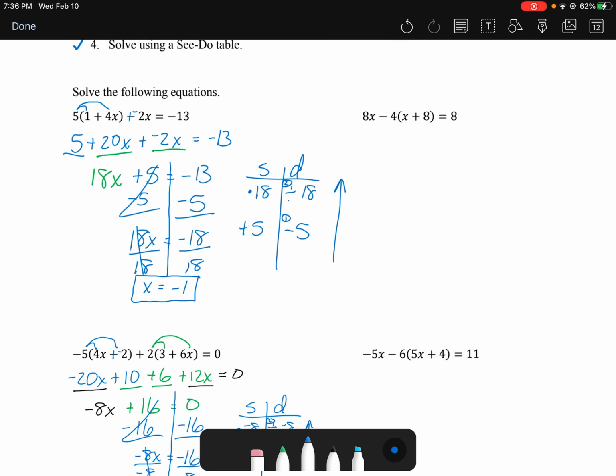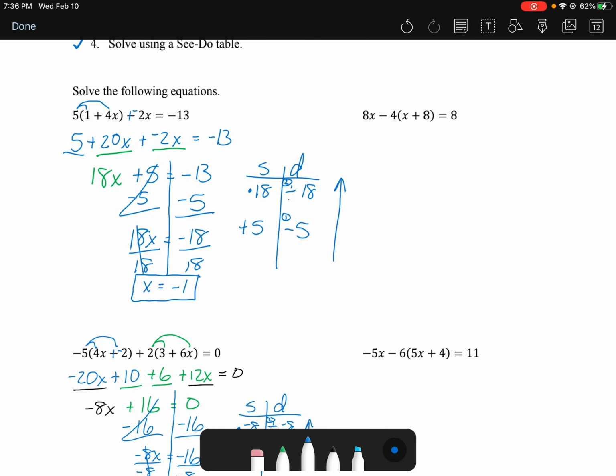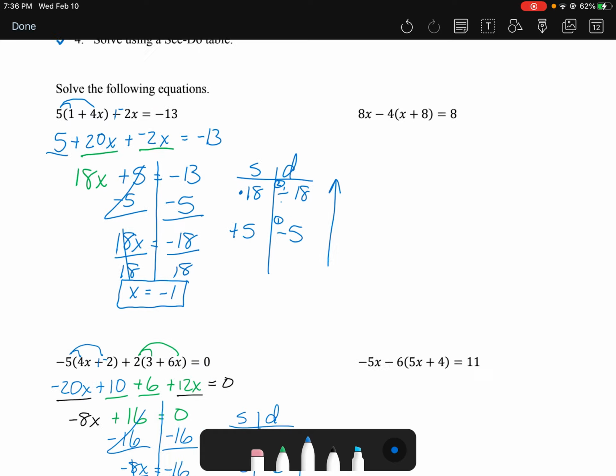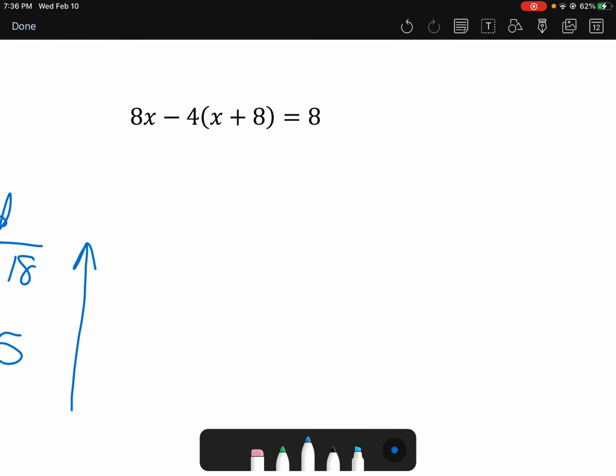Okay, let's do one more together, and then you guys can have the rest on your own, okay? Let's see. Let's do this one. There's a lot of 8s there. Let's do that. All right, so first step, LCO. I see I have a minus 4 here. I'm going to change that to plus negative 4.